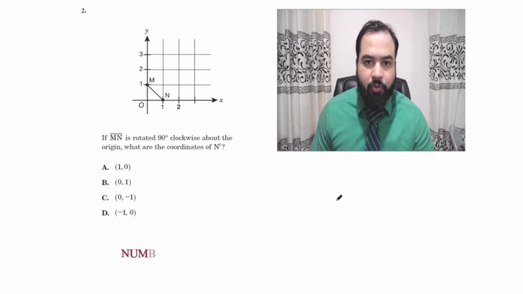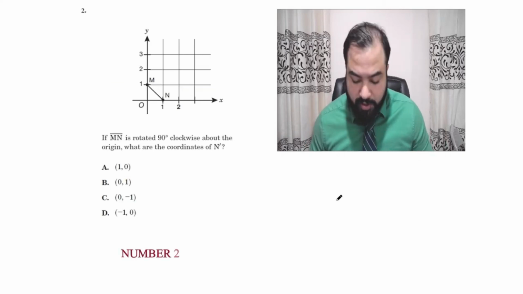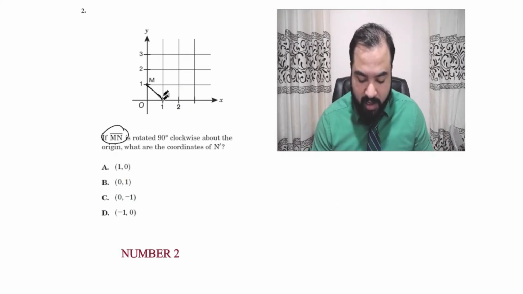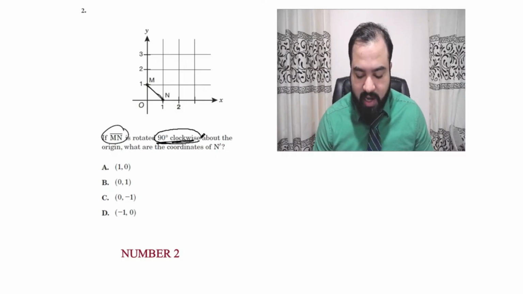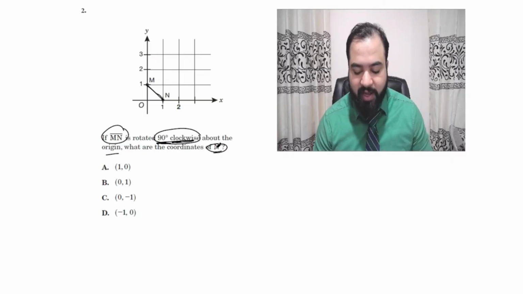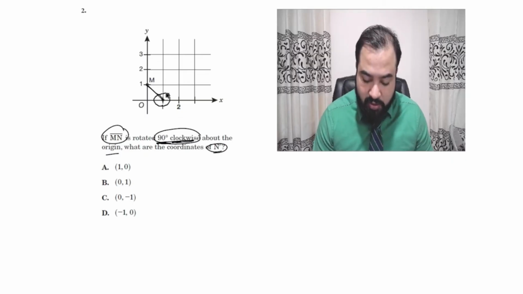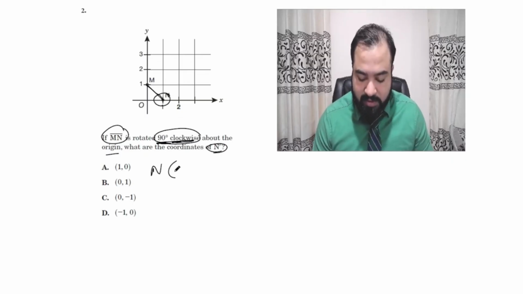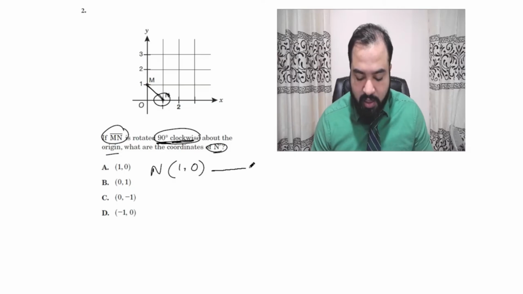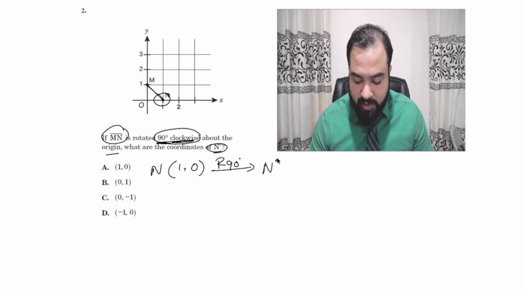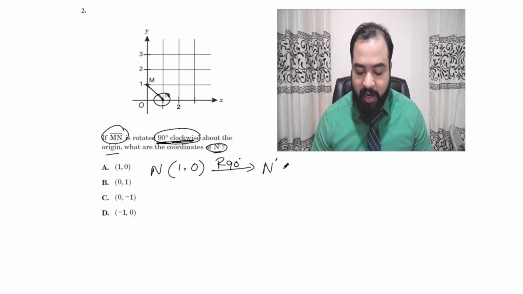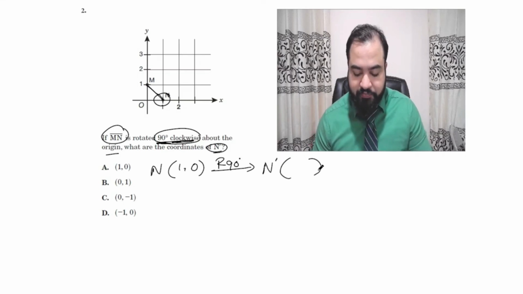Number 2, rotation question, very important. It says if the line MN, as you can see, is rotated 90-degree clockwise about the origin, what are the coordinates of N prime? So now the coordinates of N is 1, 0, and we'll have to rotate 90-degree about the origin clockwise. We're going to name the new coordinates N prime.